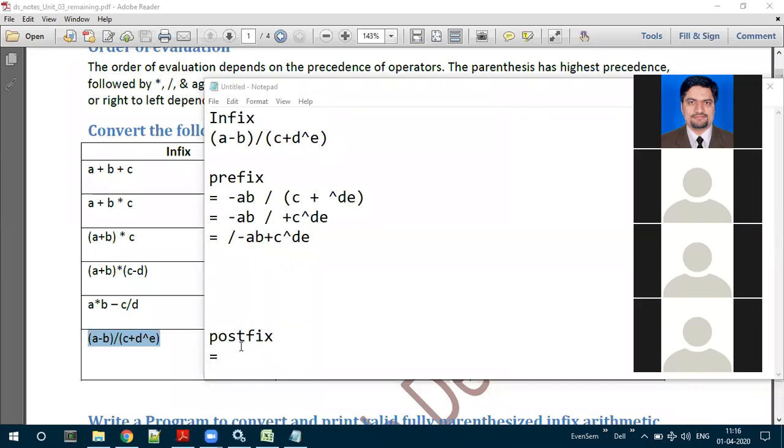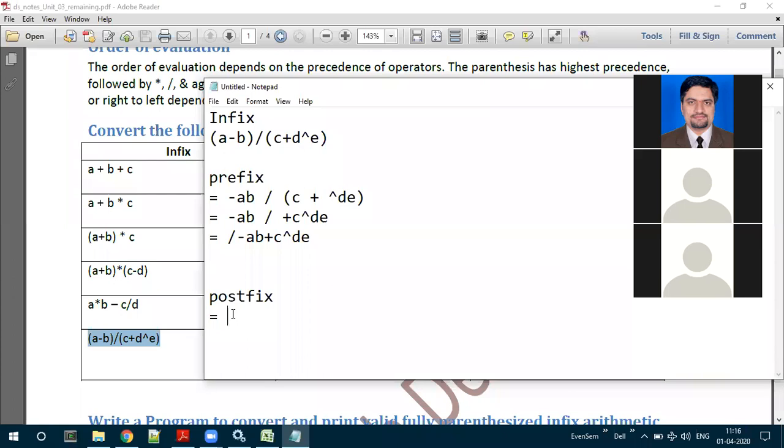Shall we do a small activity wherein you are going to tell me what has to be written for this particular postfix conversion? Shall we do that?